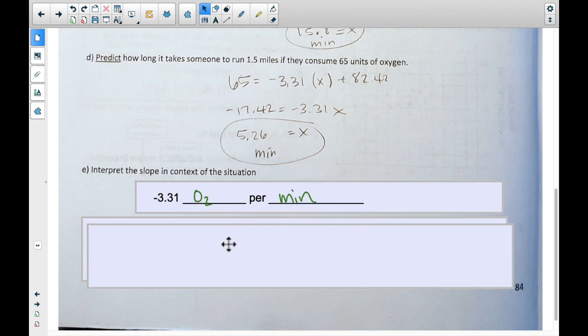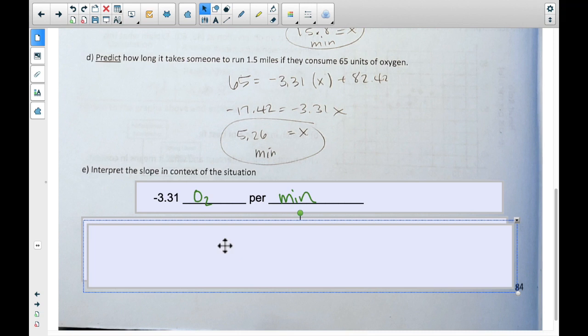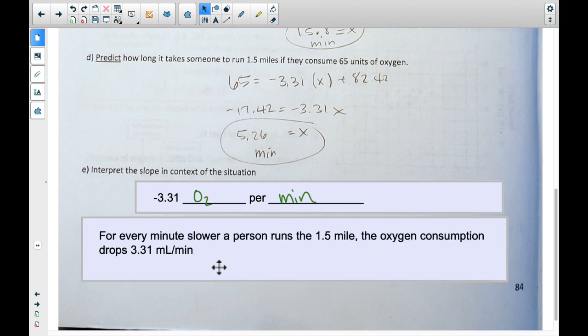Well, I typed out another sentence of what I really would say. I would say for every minute slower that a person runs the 1.5 mile, the oxygen consumption drops 3.31 milliliters per minute. So you're dropping oxygen every minute. You're not using up as much oxygen as you were. And it's negative because the slope is negative, so it means you're losing it.